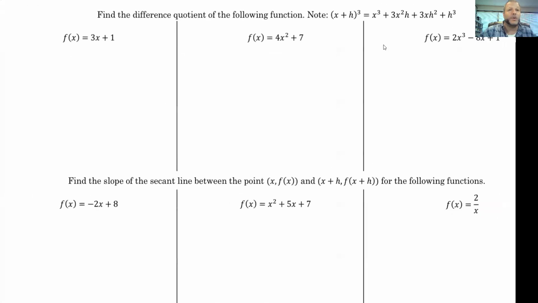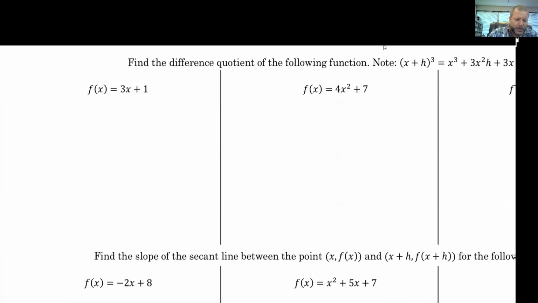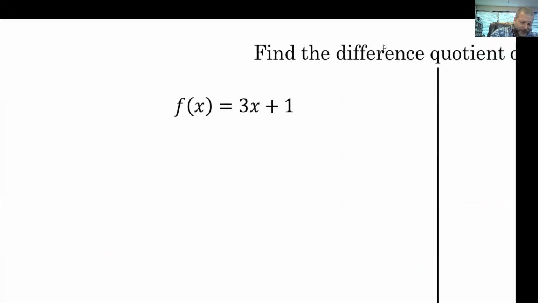Right, so for these questions, I just want to give you a little bit more practice with difference quotients, just in case it's something that's unfamiliar for you. So the difference quotient, I'll just write it up here for posterity purposes. The difference quotient is going to be f of x plus h minus f of x, all divided by h.